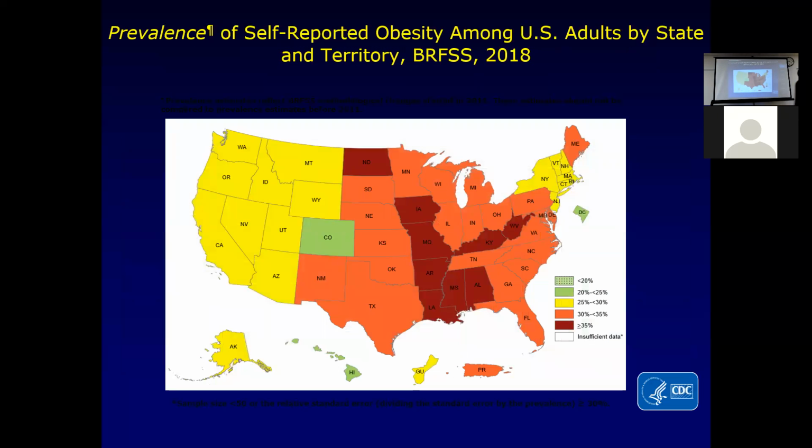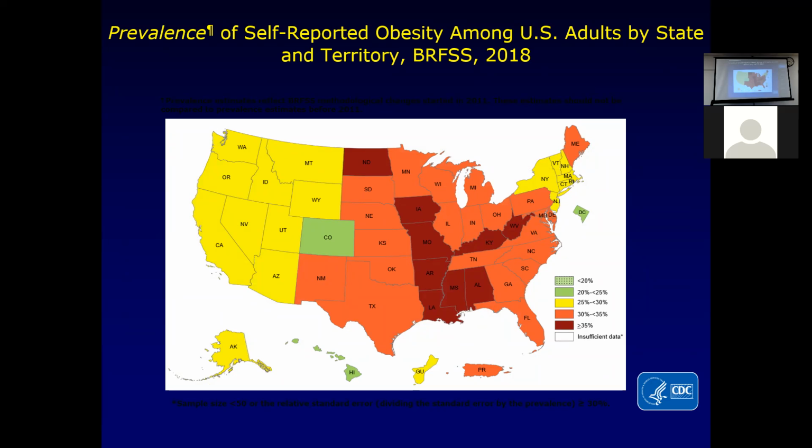Prevalence of self-reported obesity among the US by states. This is 2018 data. States in the darkest red are over 35% of their adult population. Oklahoma, we're not in the worst collection, but we're not very far out from all of that. I don't really know what's happening in DC and Colorado. I kind of know what's going on in Hawaii probably with these kinds of things.